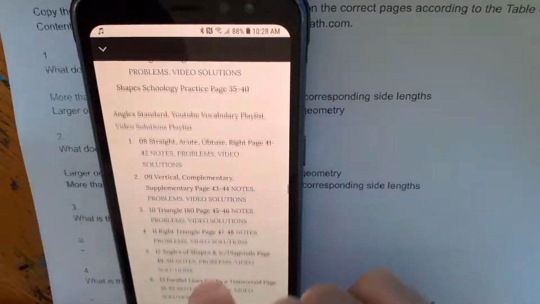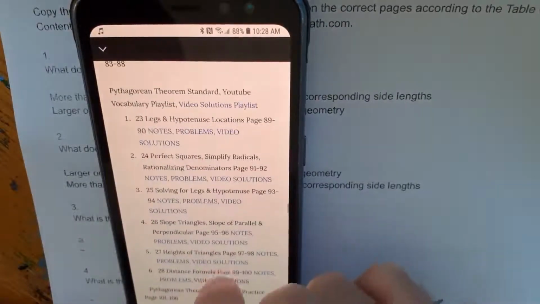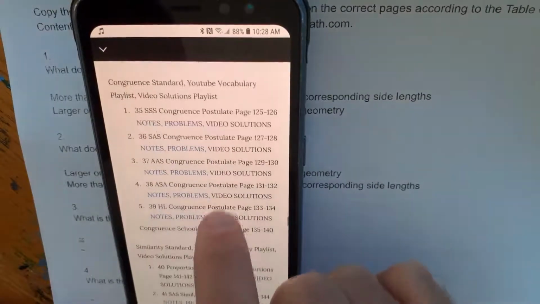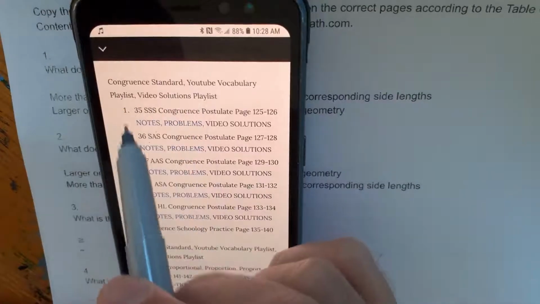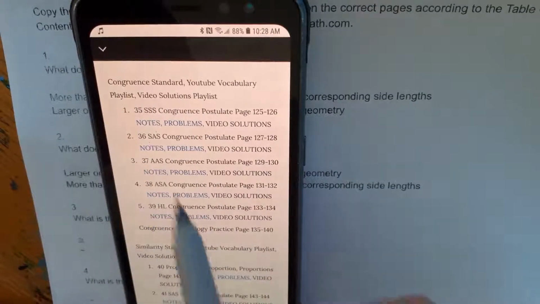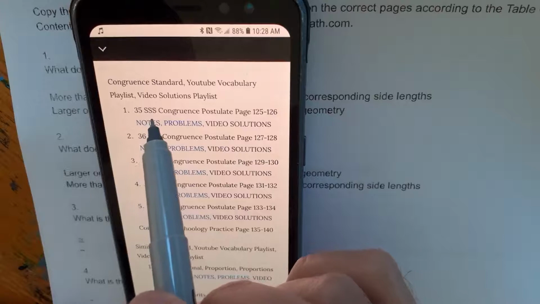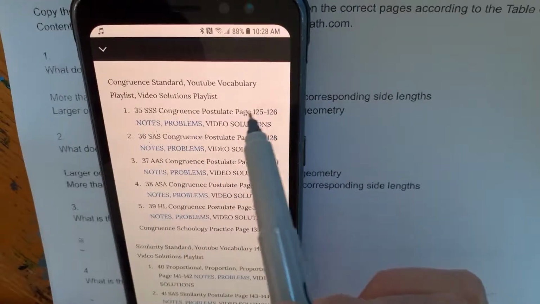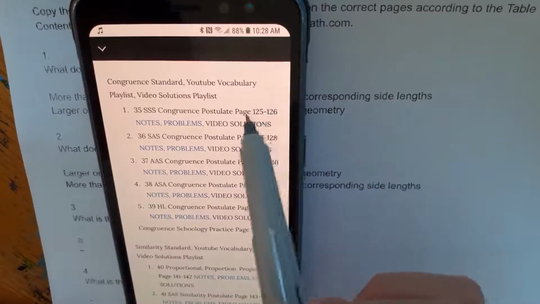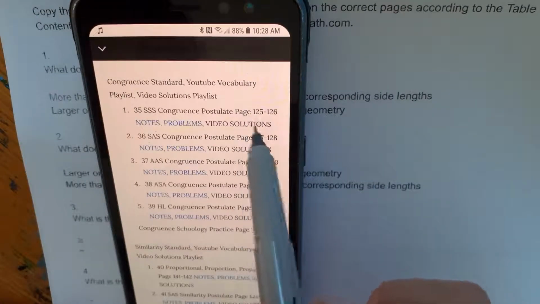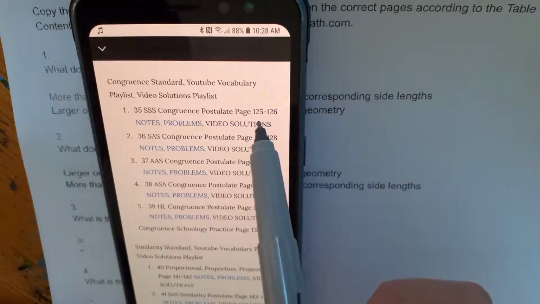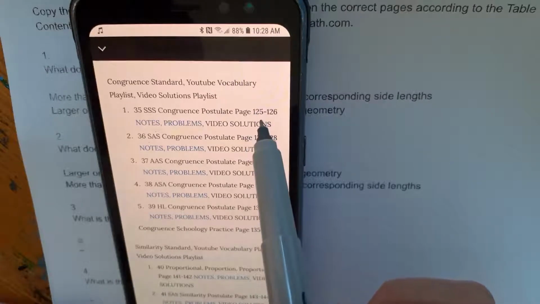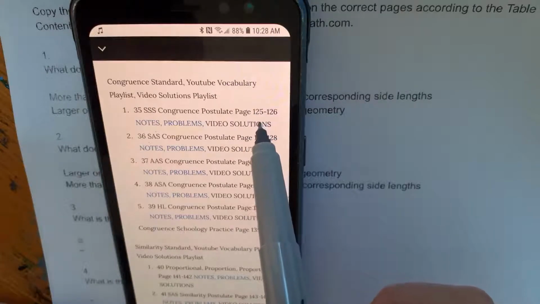So we're going to go down to the unit. This is a unit on congruence. There are 1, 2, 3, 4, 5 lessons within this. The first lesson is the one we're looking at, SSS Congruence Postulate. Here are the pages that these notes go on in your comp book. Please don't use this video to find those pages, but find the original table of contents, because by the time you view this video, these pages will probably be different.